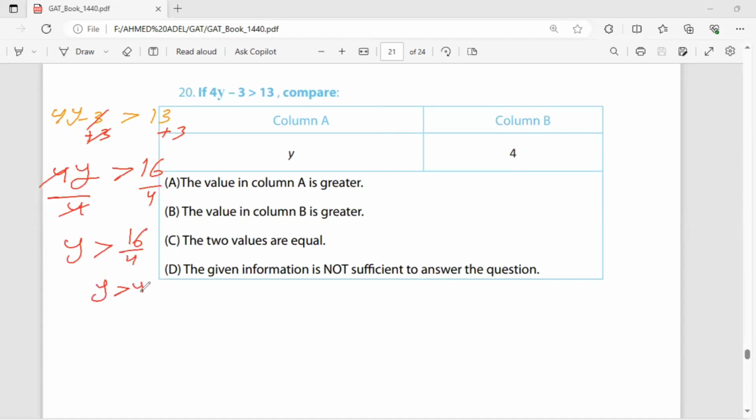Maybe 5, maybe 6, and so on. So the value of y must be greater than 4. So which one is greater? The value A is greater.